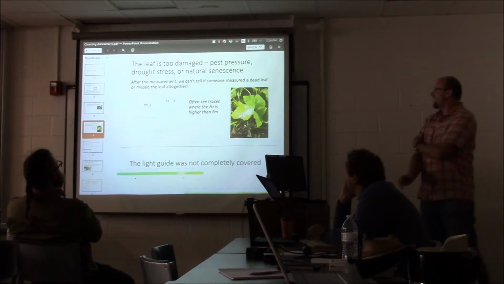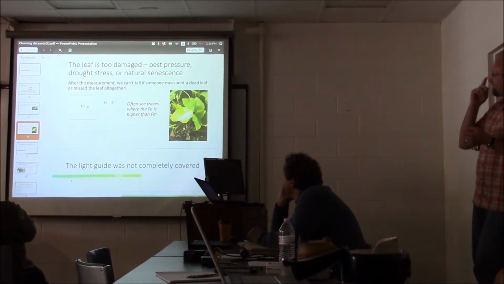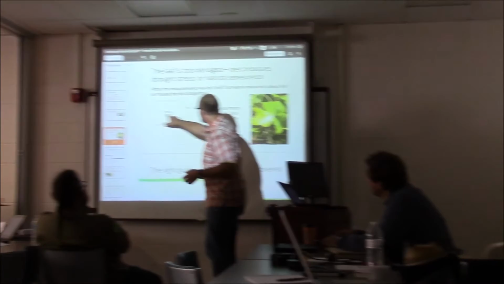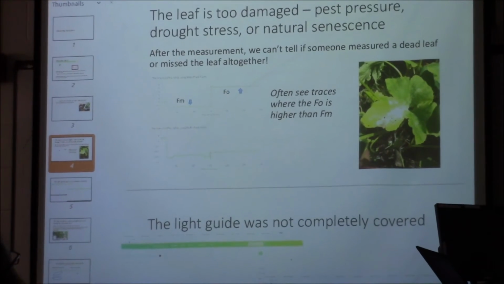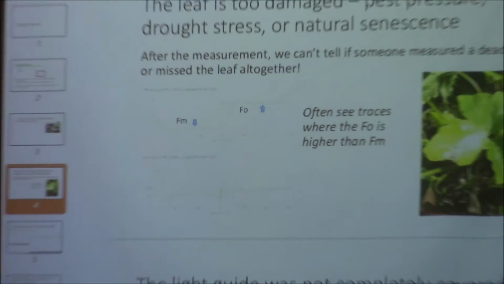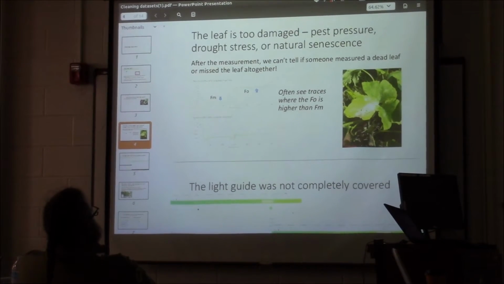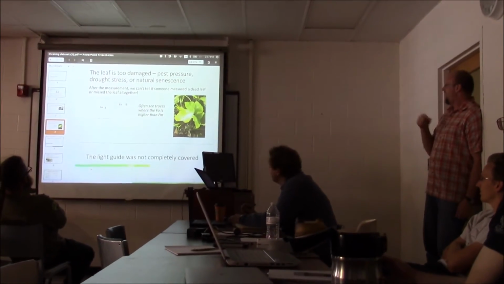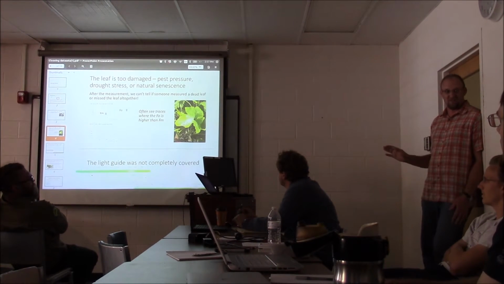The next big reason is that the leaf is too damaged. Pests ate it, there's a disease, or something else is going on. And there are a couple of weird things. This is showing the Phi 2, with the FM and the FO. For some reason those curves are flipped, where FO, which is supposed to be minimal fluorescence, is somehow higher than FM, which is supposed to be maximal fluorescence. It doesn't make sense, but it's a trend I've seen over and over again in the data when you have an obviously dead or dying leaf that's under a lot of stress. I don't know if there's a biological reason for that, or if it's just electronic noise.